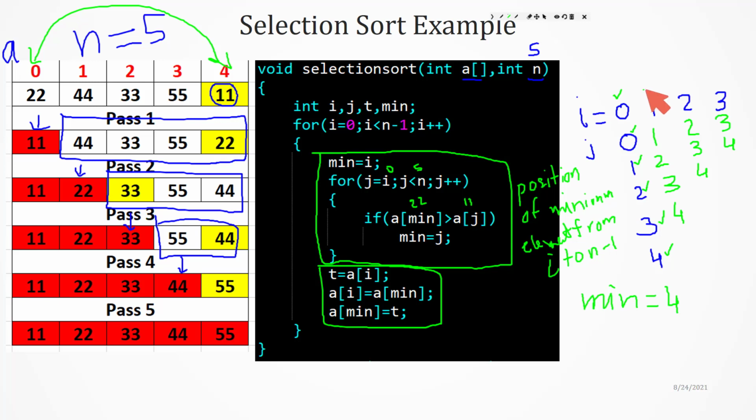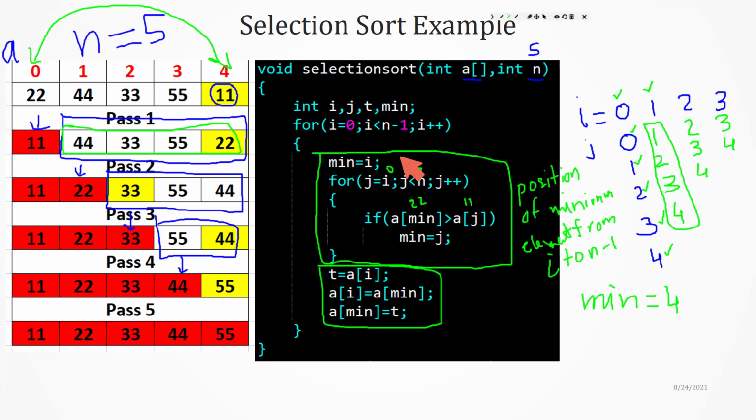Next what happens? It will execute for i equal to 1. So when i equal to 1, it will find the minimum element among index positions 1, 2, 3 and 4. That means from these 4 elements, it will find the minimum element. That is 22. That will be swapped with the second position.